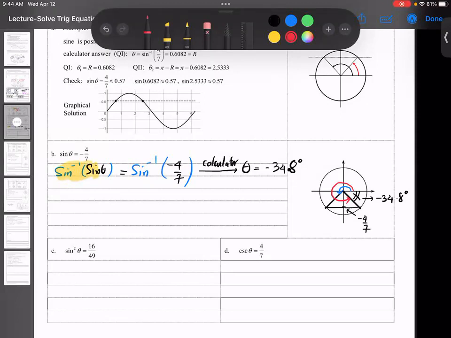Can someone tell me what the red one equals to? Theta equal. All you have to do, take 360, right? 360 subtract 34.8 degrees, which is equal to 325.2, right? Oh, thank you. It's fine. All right, that's the red one. What about the blue one? Oh, the blue one. Can someone come up with the blue one?